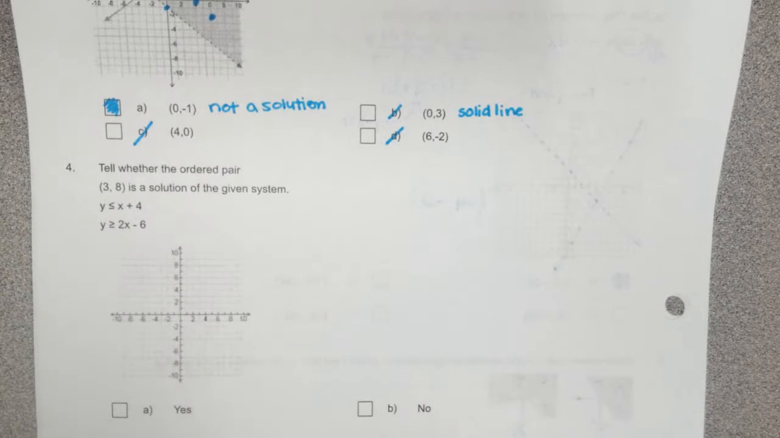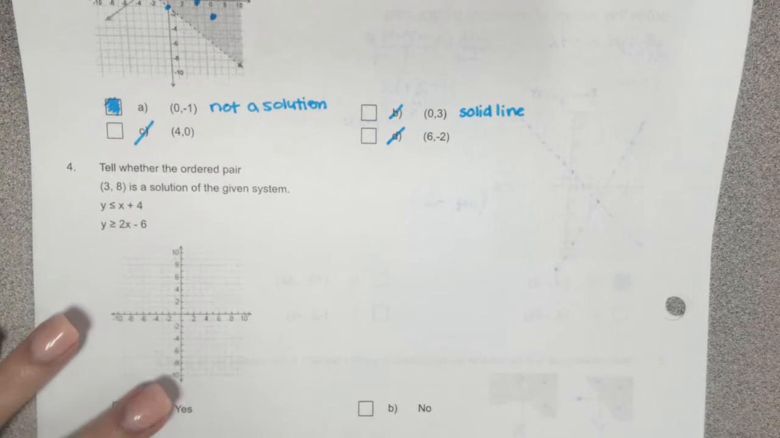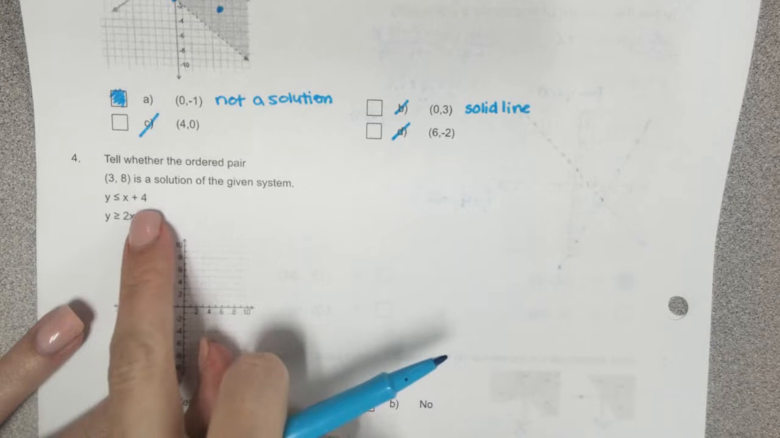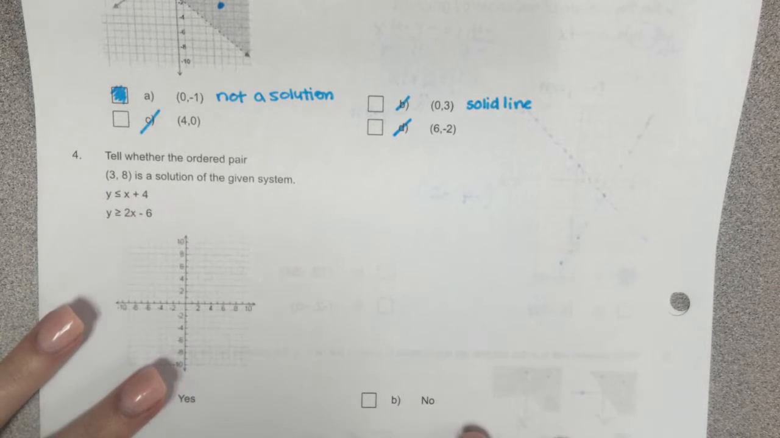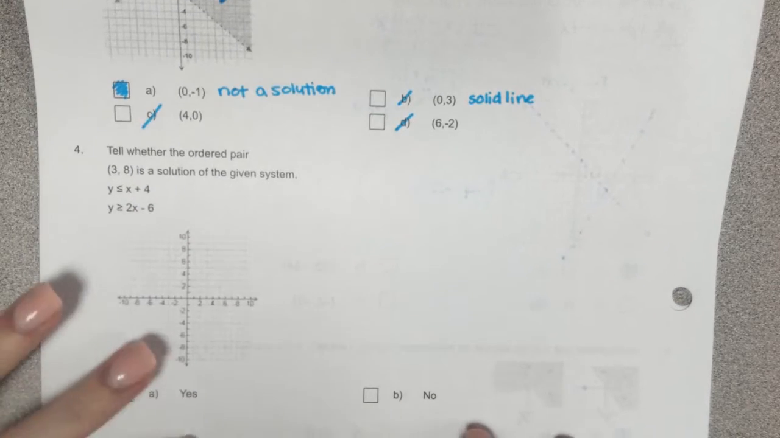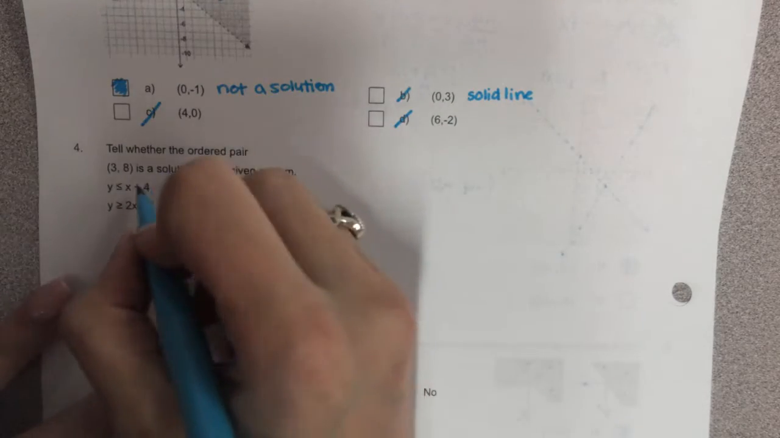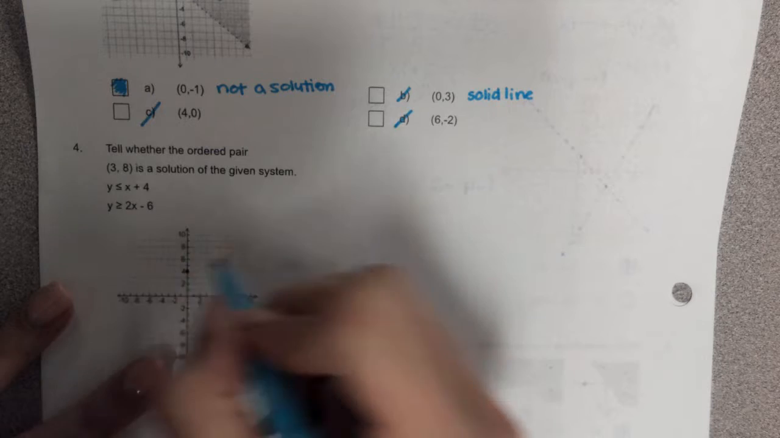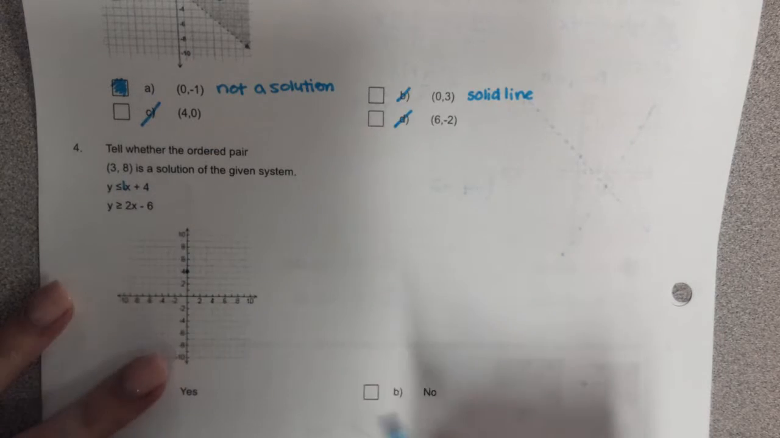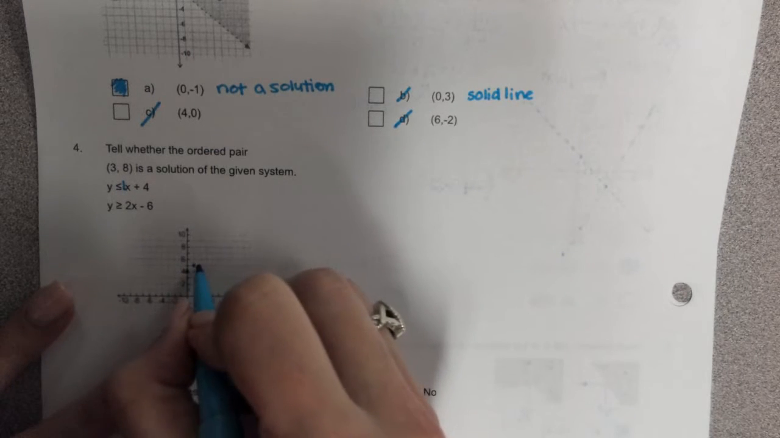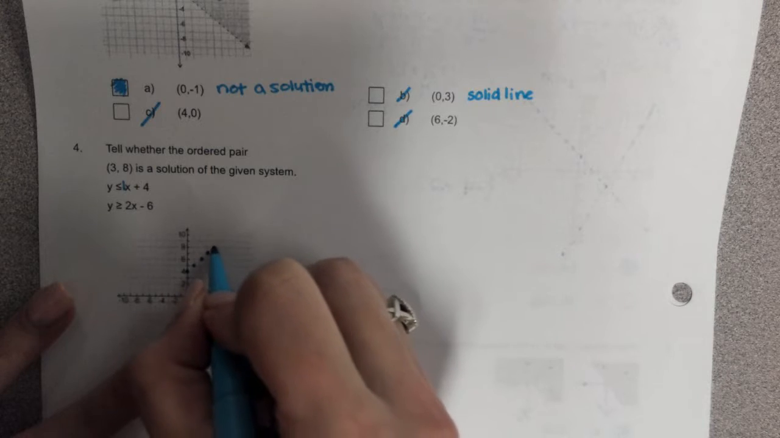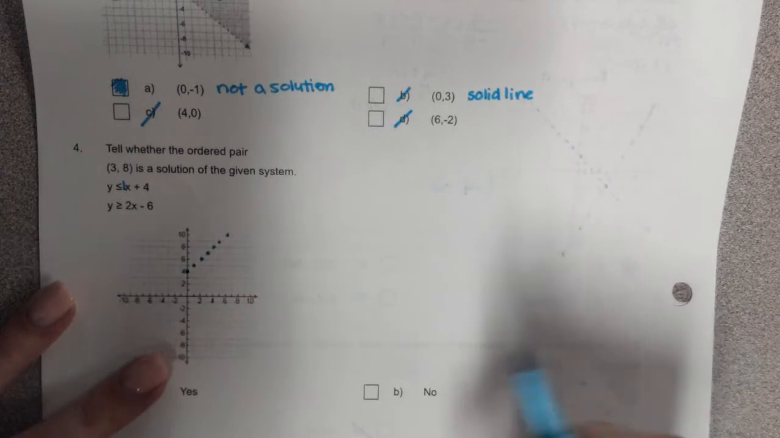Number 4, tell whether the ordered pair 3, 8 is a solution to the given system. So for this one, you have to graph it before we can tell if it's a solution. Or you could plug it in by hand. But let's practice graphing because you need to know how to do that for your test. So for this first one, I'm going to start at 4. And my slope is a 1. So I go up 1, right 1, up 1, right 1, up 1, right 1, up 1, right 1.